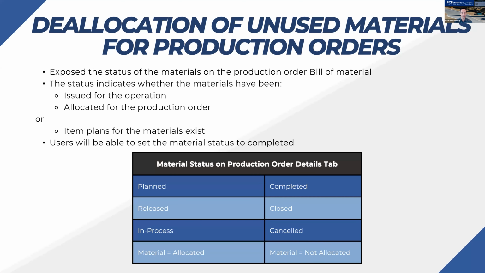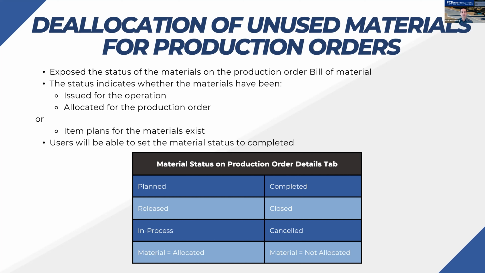With 2023 R1, Acumatica has introduced the ability to deallocate unused materials from production orders. In previous versions, when a user manually set the status of a production order to completed, if any material on the production bill of material had not been fully issued to the production order, the item plans for the material allocation would still exist on the inventory allocation details form. The only way to remove the material allocation was to close the production order. And sometimes this didn't make sense at that time.